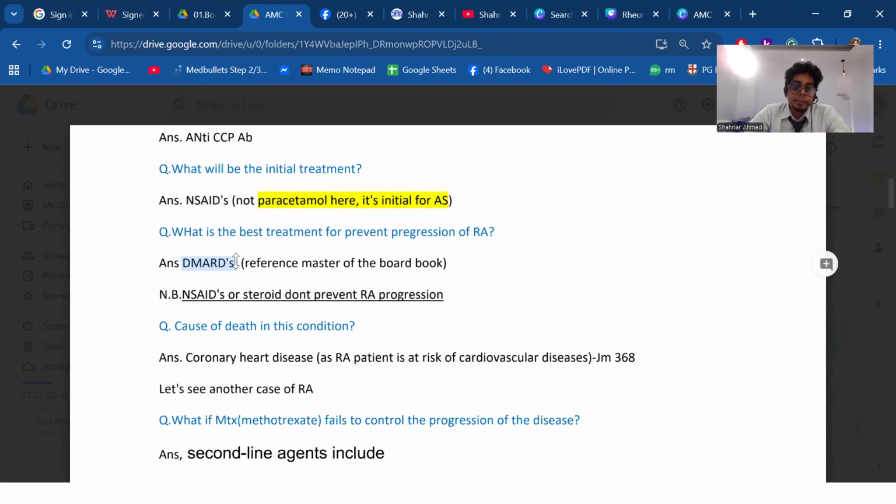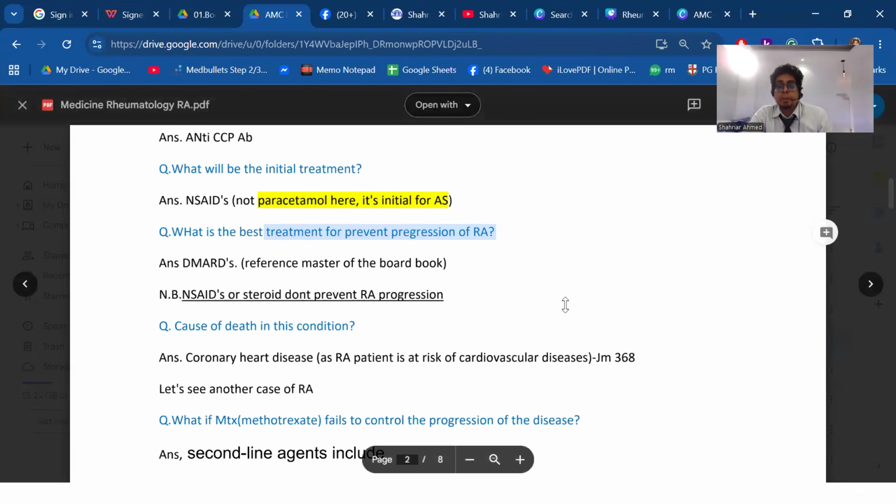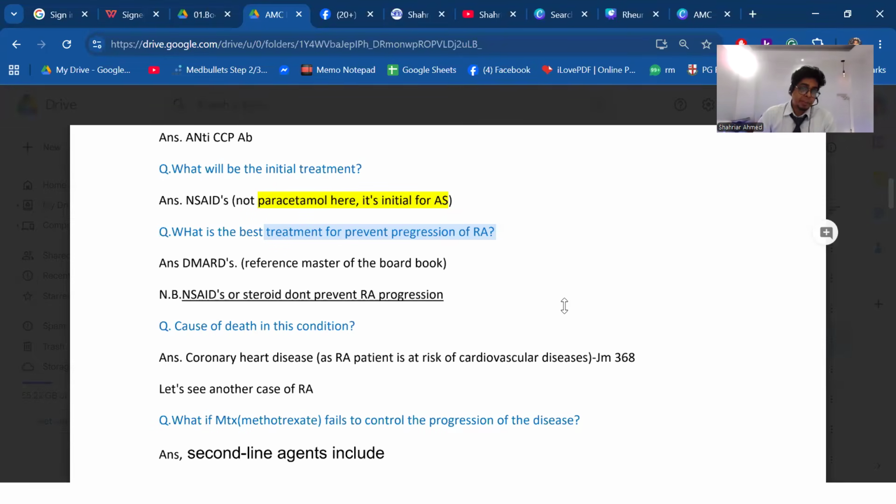Interesting. There was a question like this: best treatment to prevent the progression of rheumatoid arthritis. This is how the line was given. There was so much long information, and they were asking which of the following treatments will help prevent progression of rheumatoid arthritis. Many people answered steroid, which was the wrong answer. Actually, DMARDs like methotrexate, that is the treatment to prevent the progression of rheumatoid arthritis. Is it clear, everyone? So this is how the question will come, more practical.